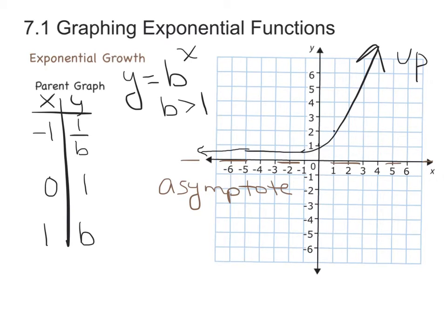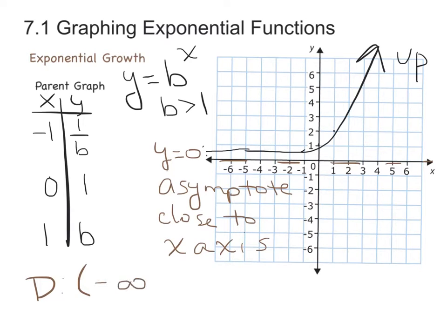And because it gets close to the x-axis, the equation to that is y equals 0. Let me clean that up a little bit. Y equals 0. Which means my domain is -infinity to +infinity from left to right. My range, my y values start occurring with my graph at 0 to infinity.